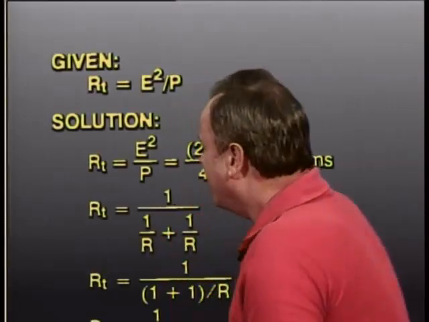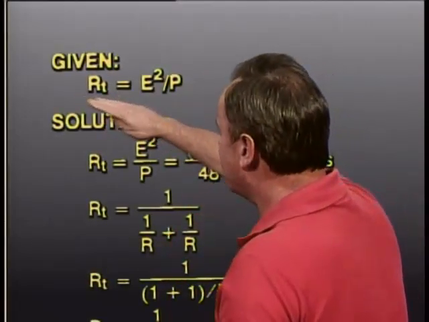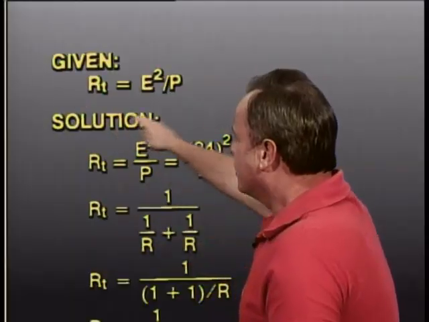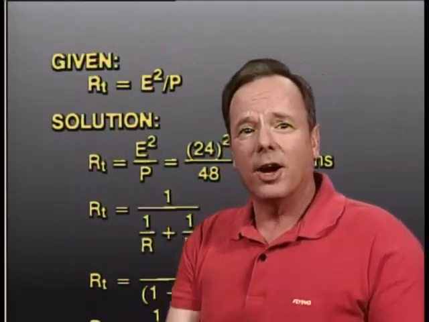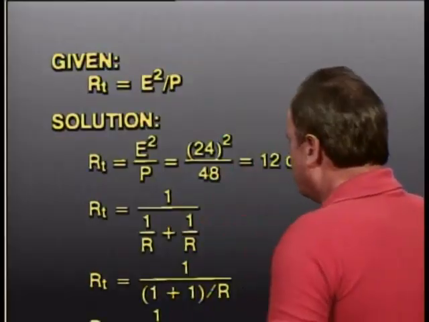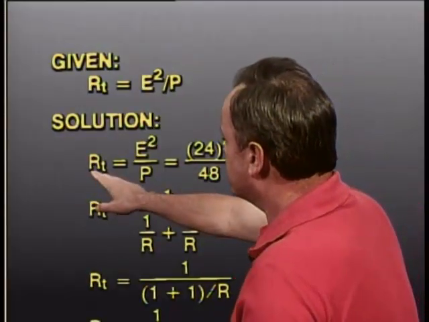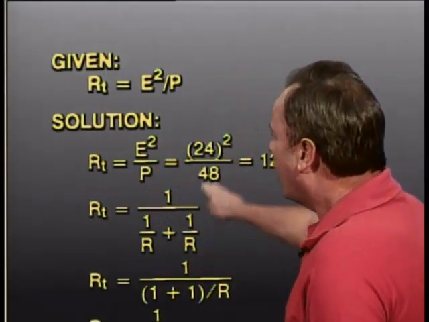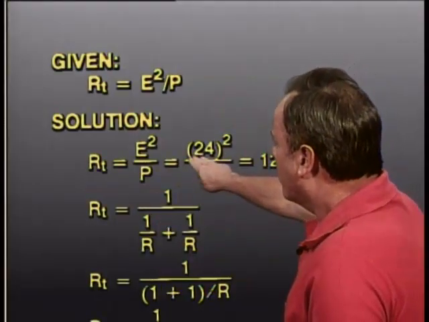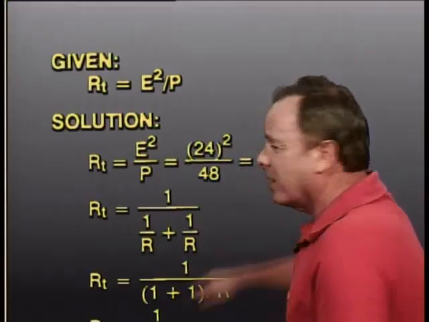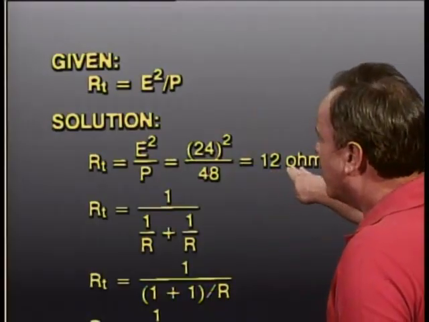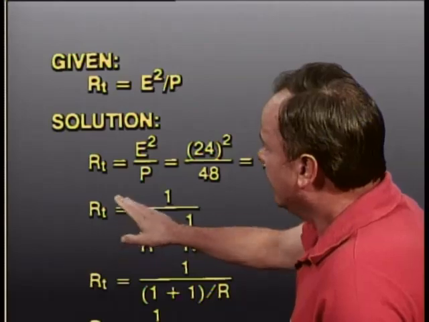Let's take a look at another bit of information they give you that's extremely valuable. They tell you that the total resistance in this circuit, they give you this formula. The total resistance is equal to the voltage squared divided by the power. So they give you that formula. That's a tremendous help. So now all we have to do is plug in some numbers. We know that the total resistance is equal to voltage squared divided by power, and the voltage we know was 24, and the power was 48 watts. So you take the 24 times 24 divided by 48, you do that with your electronic calculator, and you're going to get 12 ohms. And so right now we know the total resistance in that circuit is 12 ohms.